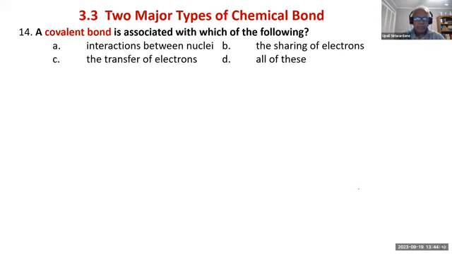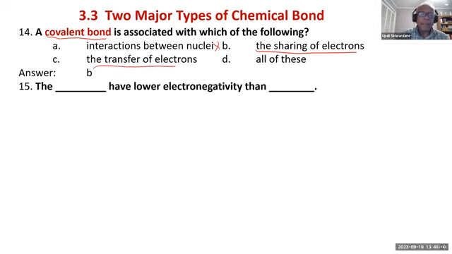Covalent bond is associated with the following. What is associated with covalent bond? Sharing electrons. It doesn't include this. There is no interaction between two nuclei. Transfer of electrons is ionic bond. Therefore, the only correct answer is B.